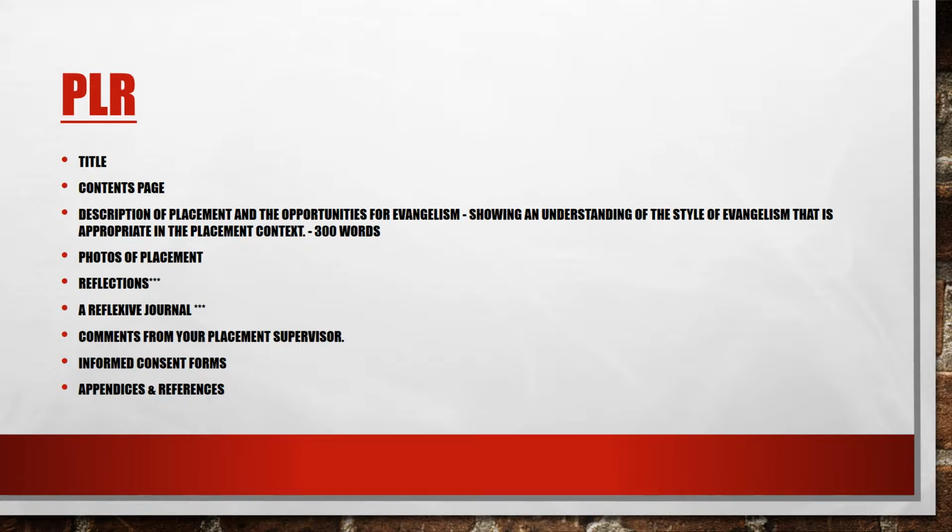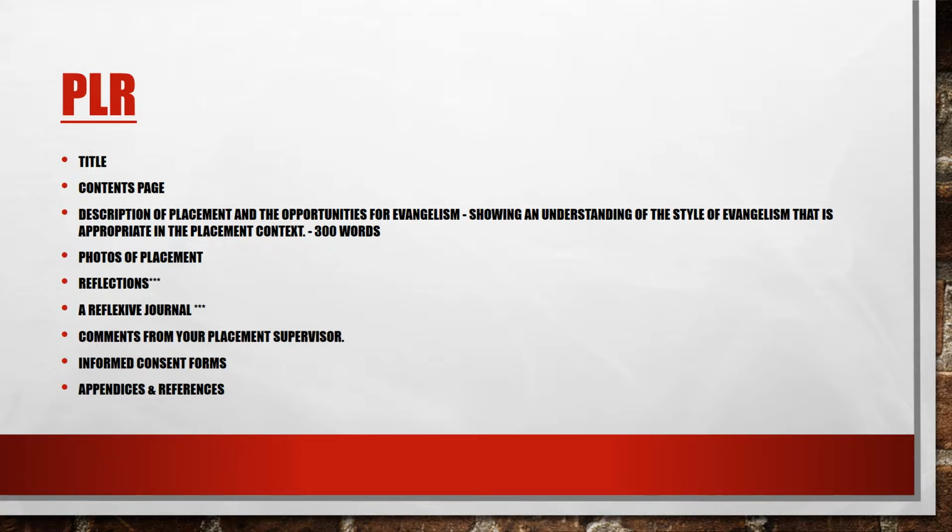So you'll have your cover page, as you do with any assignment that you submit through Turnitin. You will need a title, contents page. This breaks down what you're going to have within this record. You need to have the description of the placement, why you chose the placement, and its relevance towards evangelism, and showing your understanding of that. We'd like some photos of your placement. You must have permission to photograph anyone in these photos before attaching it to your assignment.